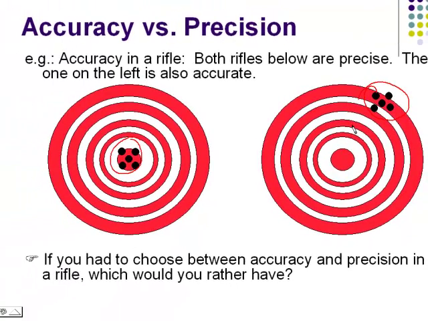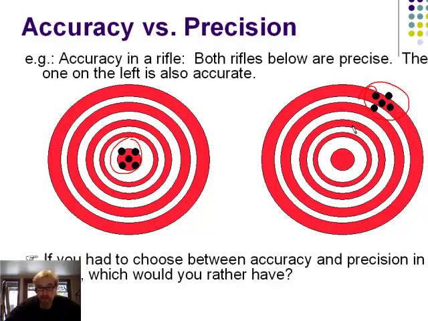Now here's a question. If you had to choose between an accurate rifle and a precise rifle, which one would you rather have? Well, if you're a smart rifle shopper, you're looking for a precise rifle because you can always fix inaccuracy by resighting it or at least holding your rifle down and to the left in this case. But there's not much you can do about a rifle that's not precise. So precision is more important than accuracy because you can fix inaccuracy.